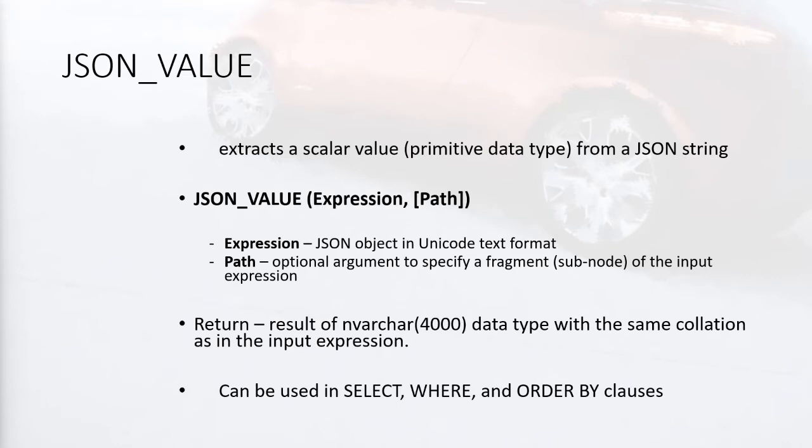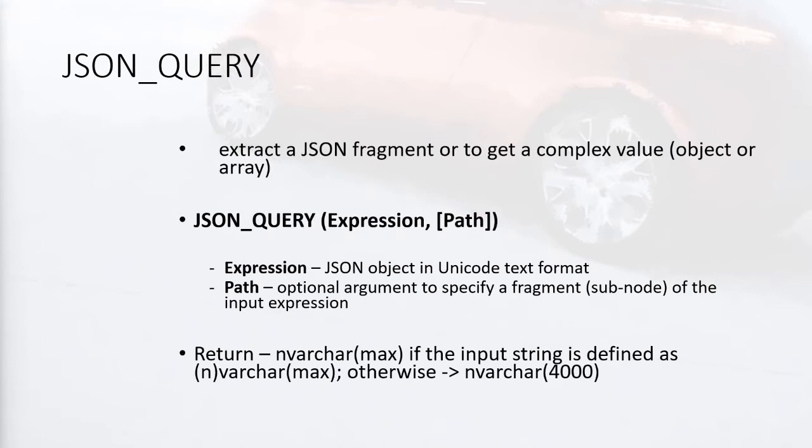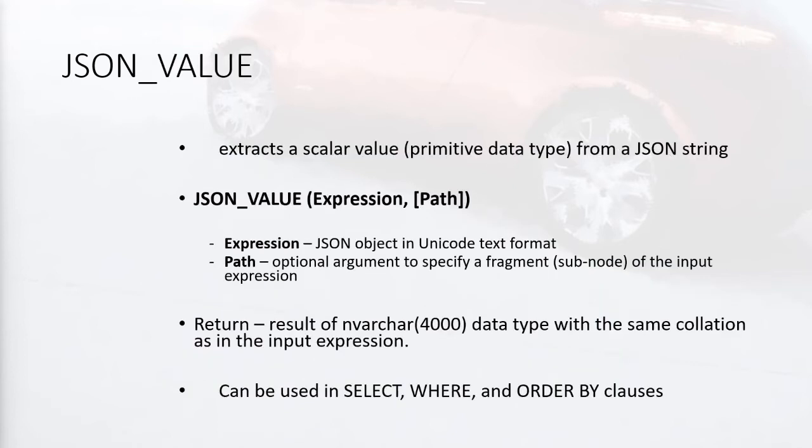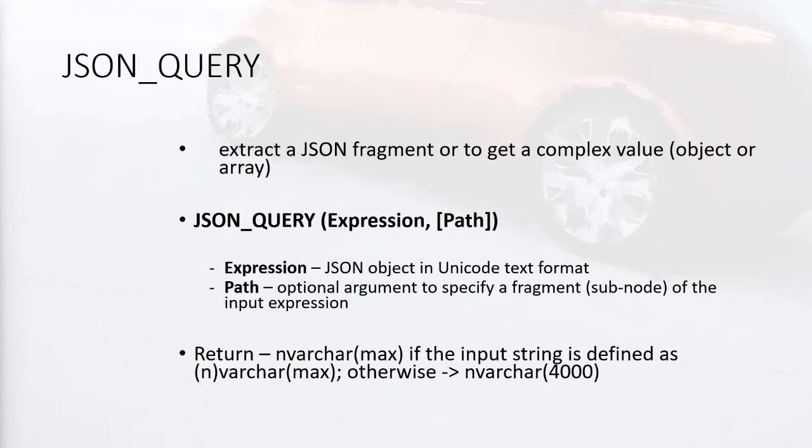Okay, and the second function is JSON_QUERY. It is used to extract a fragment, to get a complex value type, array or object. It returns a JSON fragment of type nvarchar(4000), and it's used for complex value types, so arrays and objects. So JSON_VALUE is used for simple data types, and JSON_QUERY for complex data types.